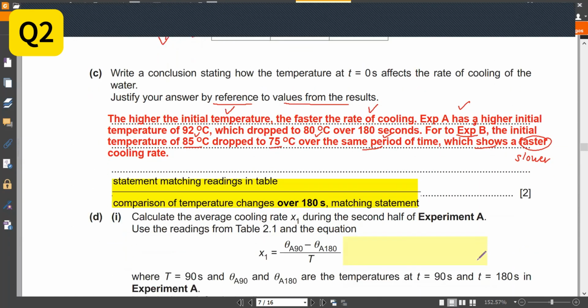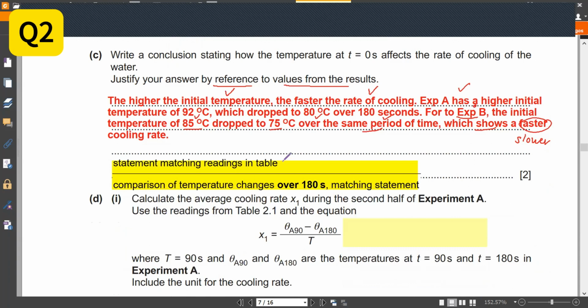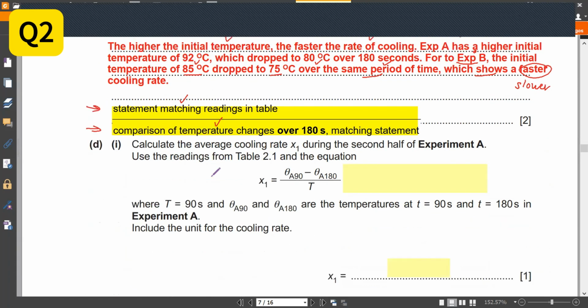So basically, for statement matching, what do we need to answer? According to the marking scheme, we need to answer: statement matching the readings in the table, and then comparison of changes over 180 seconds. So next is a calculation problem.